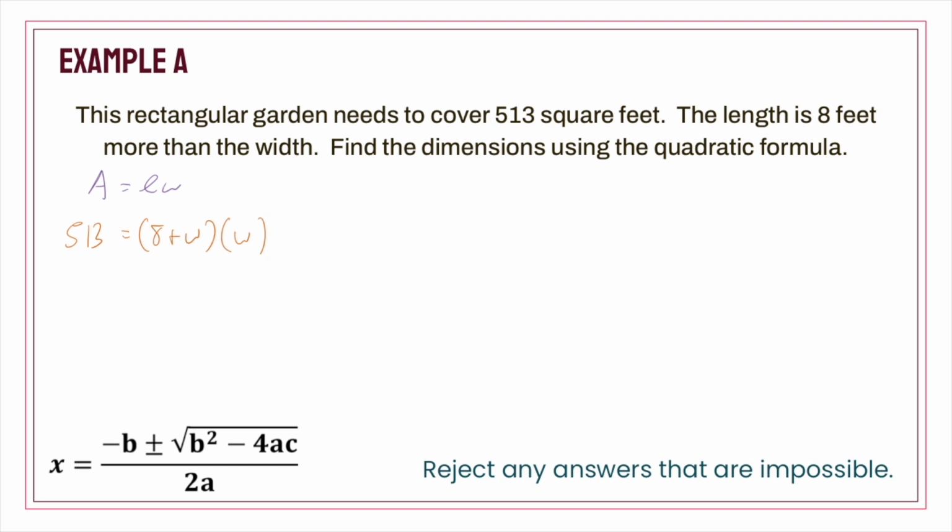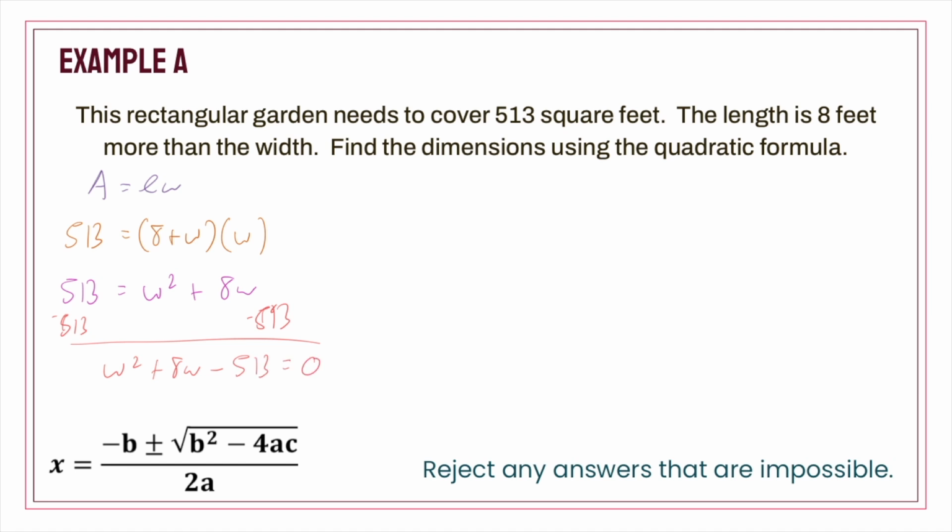Here we go. So now that we've got our equation set up, we're going to go ahead and set it up into a quadratic. So we're going to do 8 times W, which is going to be 8W, and W times W is going to be W squared. So then we're going to end up with 513 is going to be equal to W squared plus 8W. So we're almost at a quadratic. We now need to make sure that it's equal to 0. So to do that, we're going to go ahead and move that 513 to the other side. So we're going to subtract 513 from this side. We're going to subtract 513 from this side. When we do that, we end up with W squared plus 8W minus 513 equals 0.